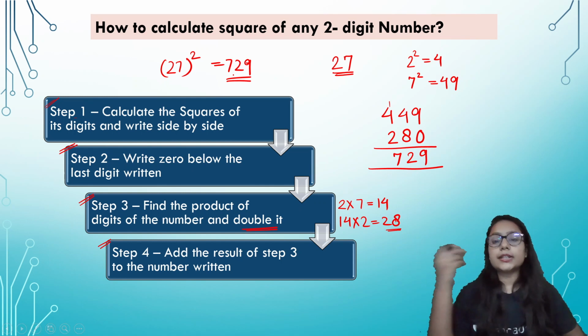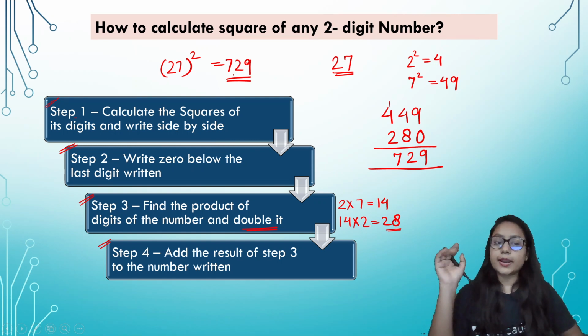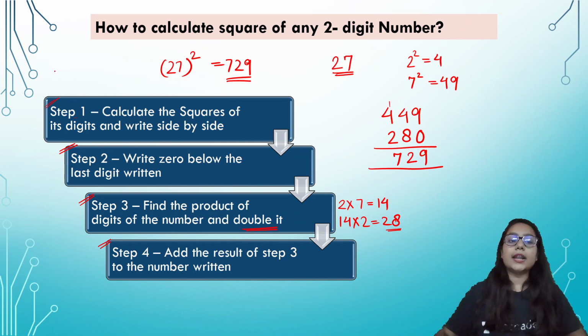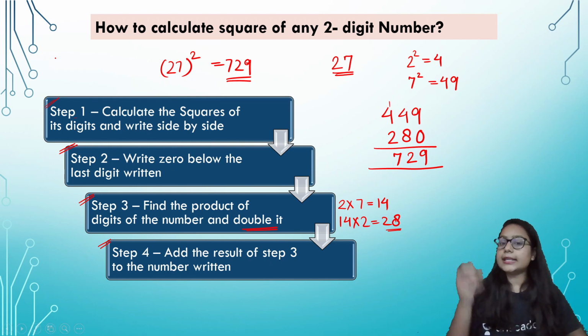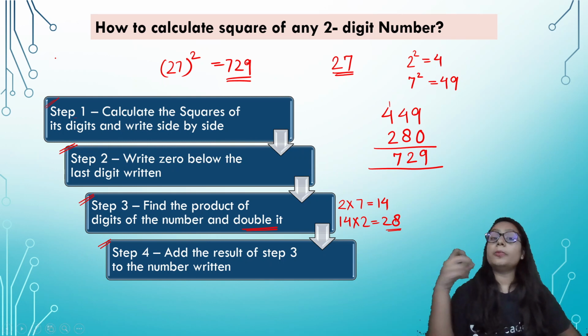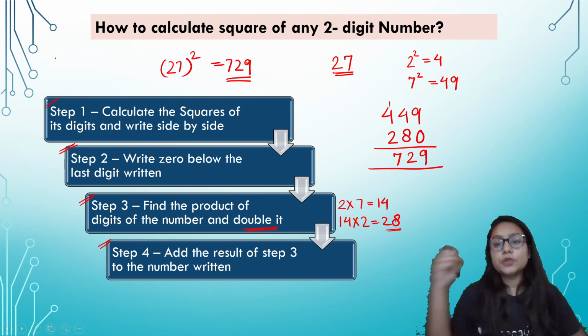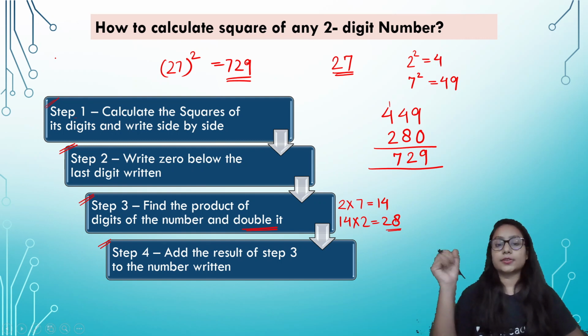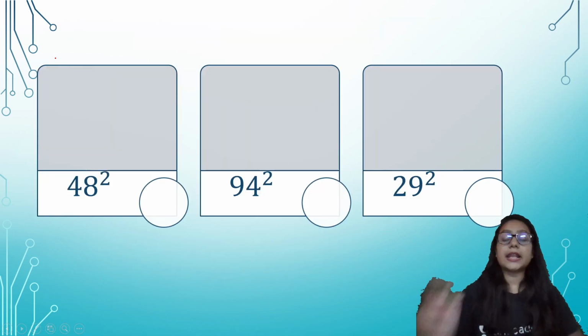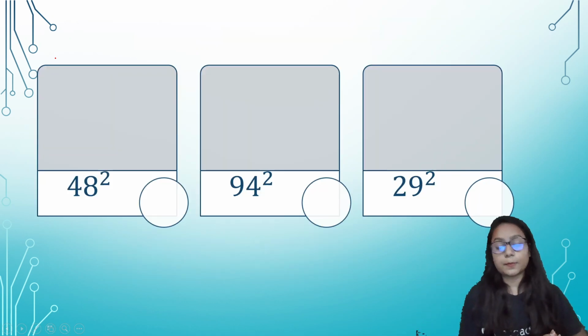Now using this method, you can find the square of any two-digit number. If you're doing it for the first time, you might feel that this will take a lot of time, but if you understand this method and practice at least 10 squares using it, you will be able to calculate the square of any two-digit number within 30 seconds. Let us practice this with some other numbers and see if this is valid for them.